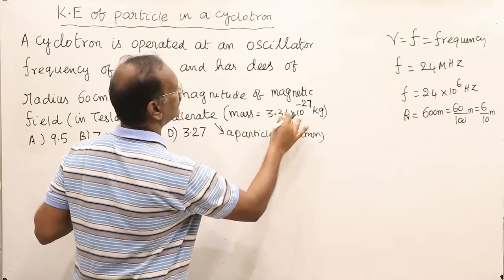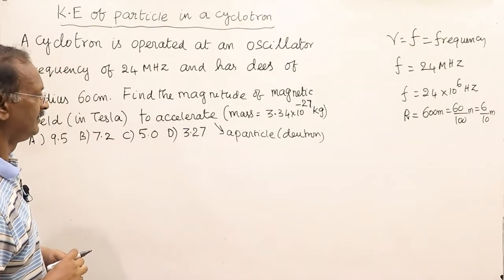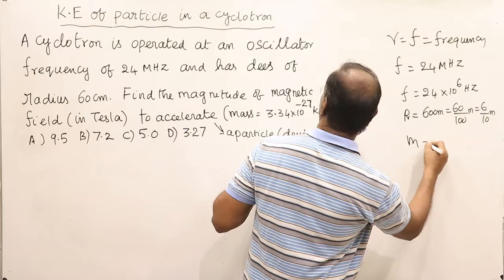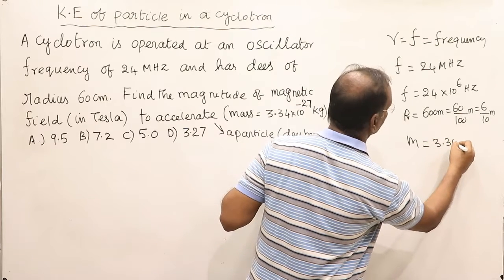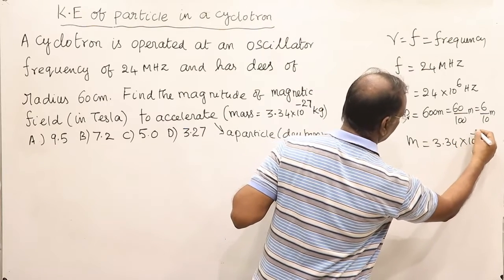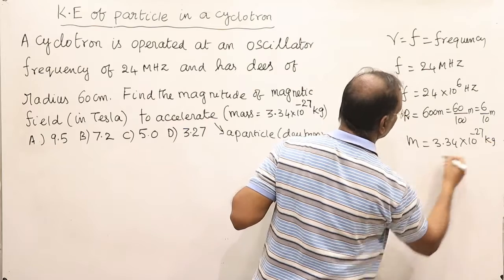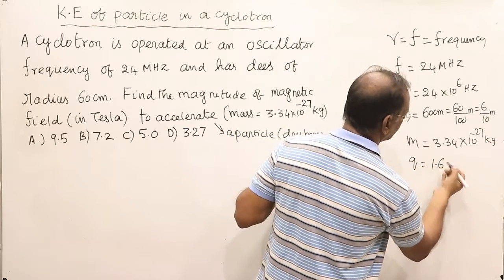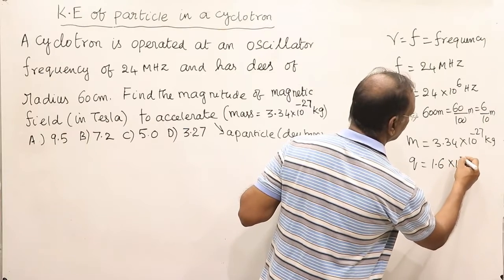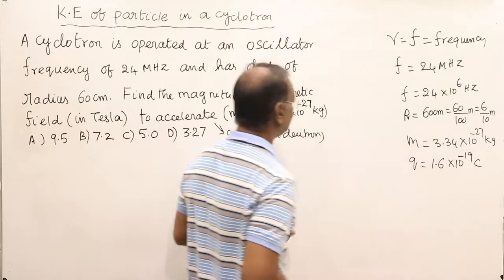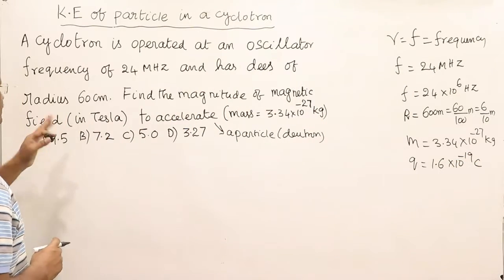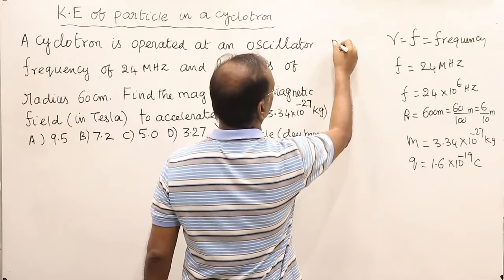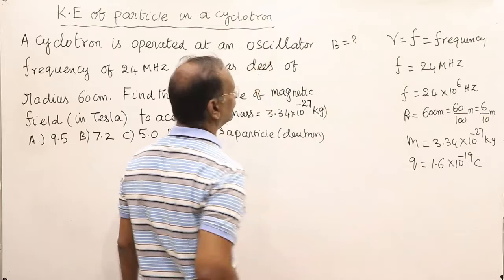because the mass of deuteron is 3.34 into 10 to the power minus 27 kg. So mass m is equal to 3.34 into 10 to the power minus 27 kg for deuteron, and the charge of deuteron is equal to the charge of electron, but positive, 1.6 into 10 to the power minus 19 coulomb. All the data are given, so we have to find out the magnitude of B. What is the value of B?